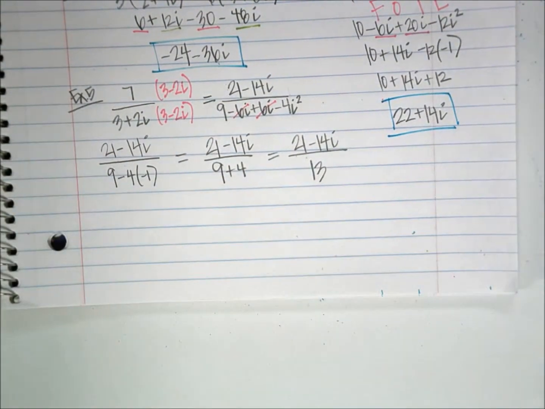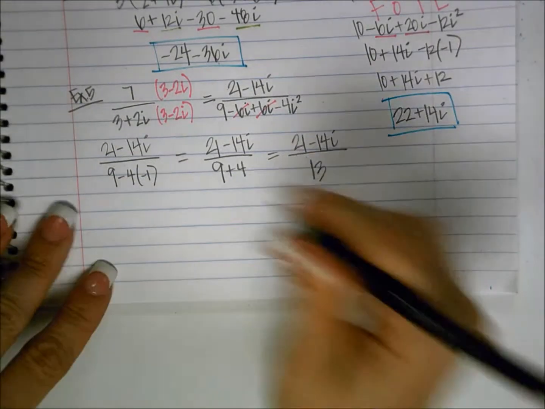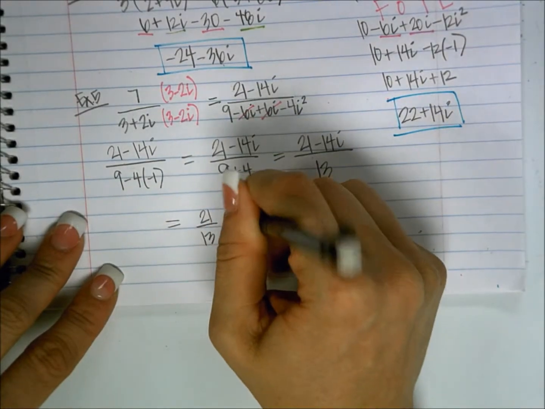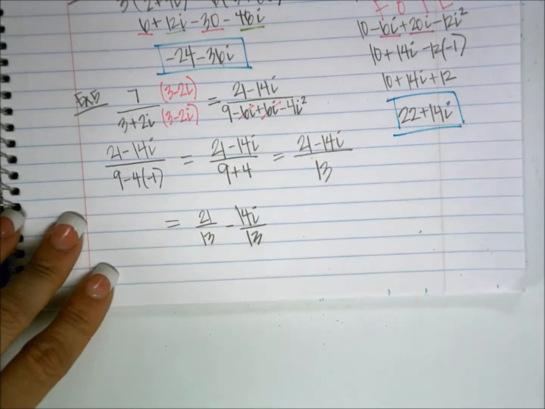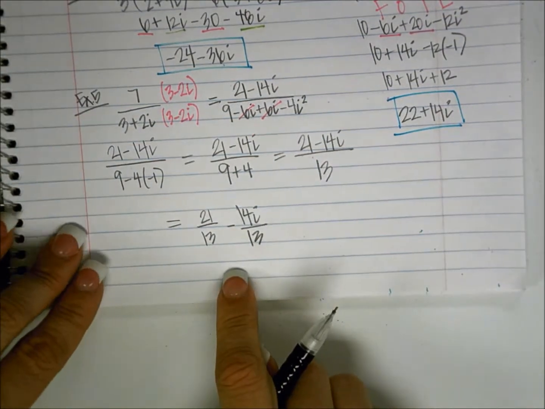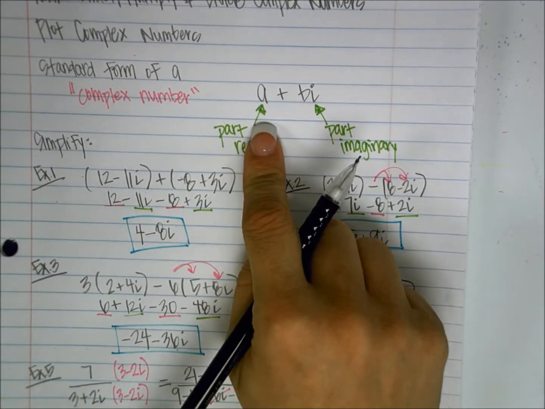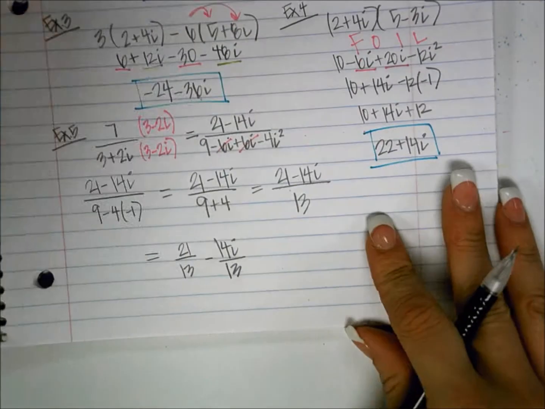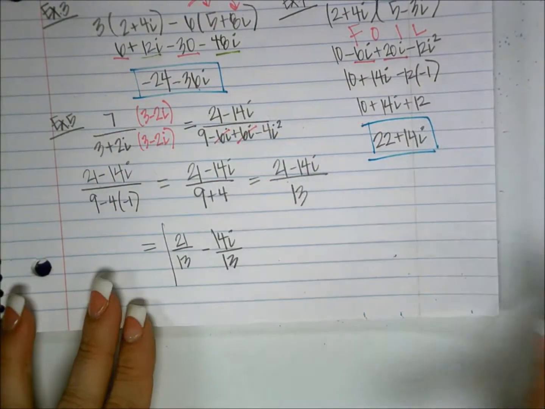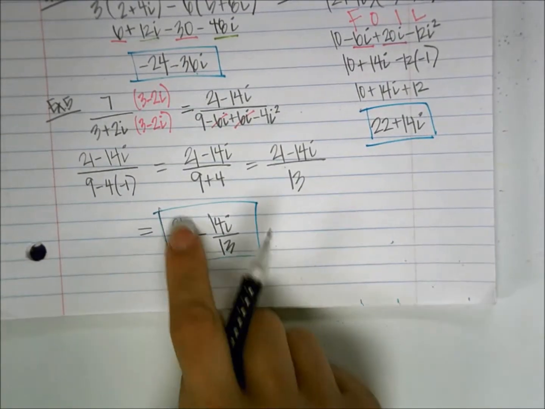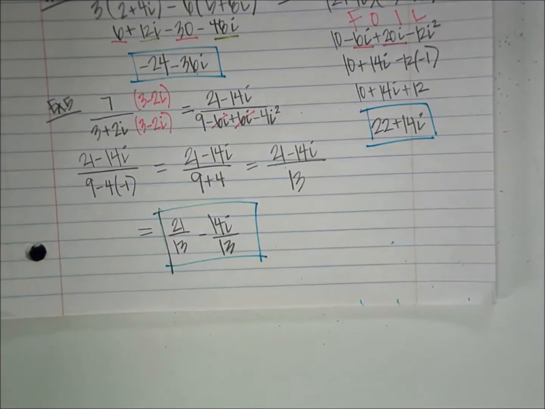Now, I want you to understand that this could also be written as 21 over 13 minus 14i over 13. You need to be writing things this way because in the standard form of a complex number, you always write the real part and then the imaginary part separate. So this is how I would like you to write answers, separate. Then it's really easy to tell if you can reduce anything, because they're two separate little fractions.